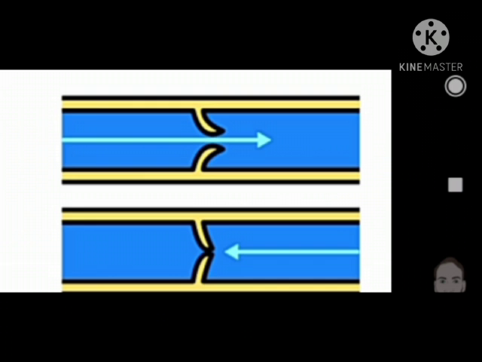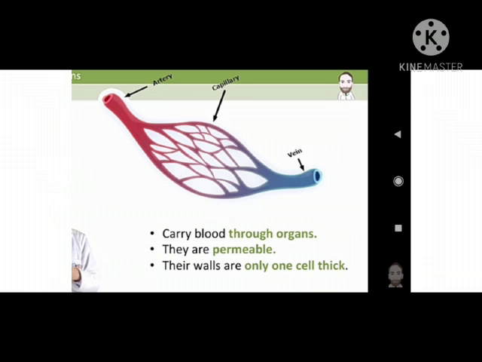Now look at this picture. It is showing a vein, and these are actually what? Valves, which prevent the backward flow of blood. Next is your capillaries. Capillaries are extremely thin blood vessels which connect arteries to veins. Thus capillaries are always present in between the arteries and veins in our body. The capillaries have an extremely thin wall, which allows substances to pass from blood into the body cells and also from body cells into the blood.